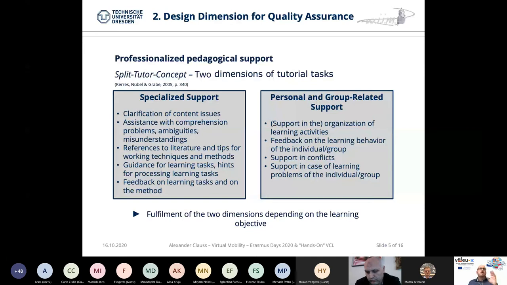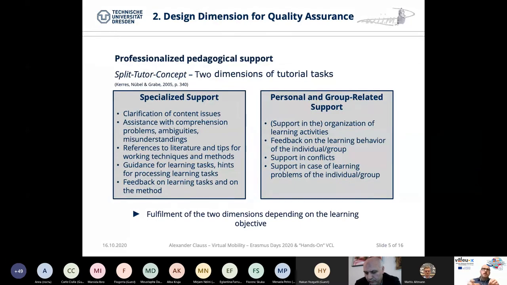On the left side, starting with the content level, the e-tutor is responsible for the clarification of content issues. He gives assistance with comprehension problems, ambiguities, misunderstandings, but he also provides hints and literature for the students, and he gives guidance for learning tasks and helps the processing of the content of the tasks. And he also gives feedback on learning tasks and on the used method.